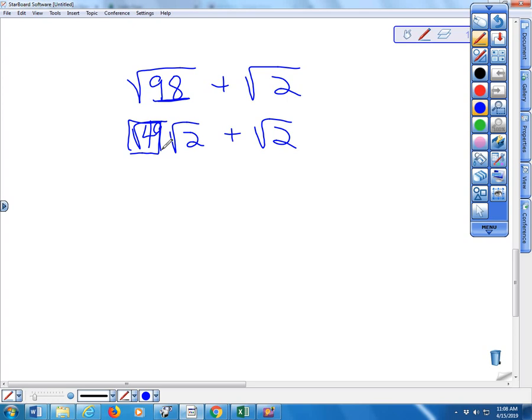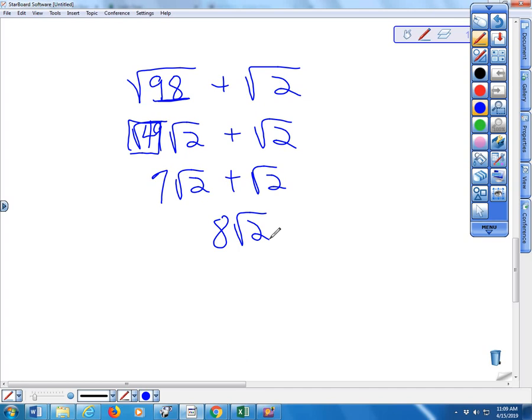So the square root of 49 is 7 square root of 2, plus the square root of 2 is how many square roots of 2? 8. 8 square roots of 2. Questions on that? I can only add roots if they're the same root. Okay.